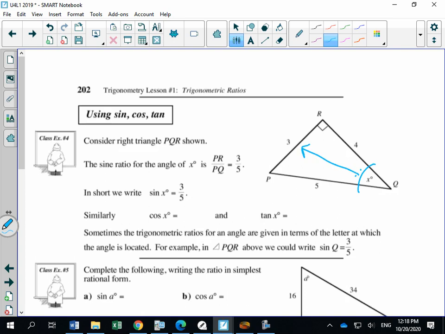Jimmy, length 3 is what side? Is this side here my O, H, or A? That would be O, yep. And then Holly, length 5 is the hypotenuse. And then Ella, length 4 would be my adjacent, yes.